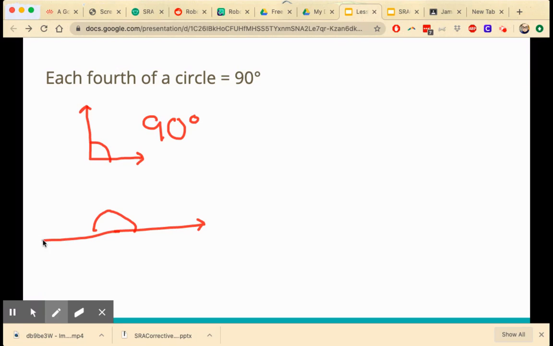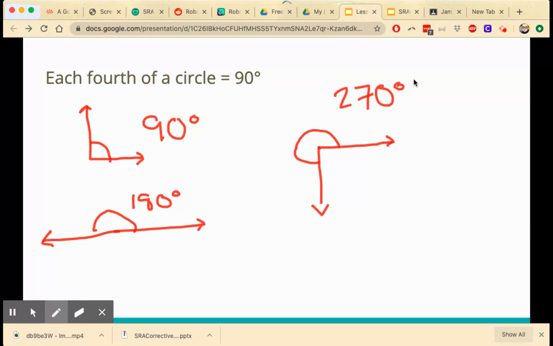Now, let's say we had a line and then an angle and we went 1/4 and then 2/4. That would be a 180-degree angle. Now, let's say we had a line like this and we went 3/4. So that would be 1/4, 2/4, 3/4 of the way around. Then that one would be a 270-degree angle.